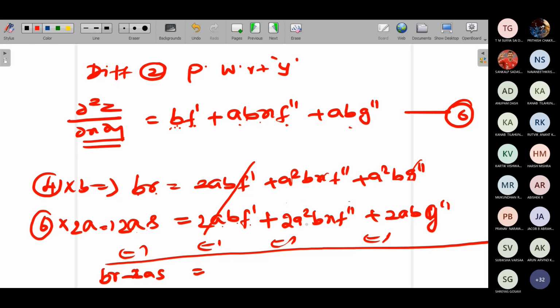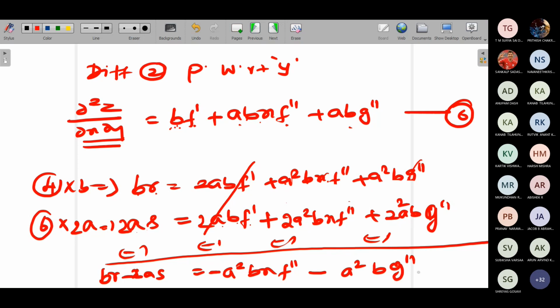So from here, listen, I can take a square bx common. So I'll get f double dash. All the terms are the same, right? Why am I taking it common? When I subtract this, I'll get a square minus a square bx f double dash. And from this again, minus, somewhere I made a mistake. When I multiply by 2a, it will become 2a square into bg double dash. So I'll get a square b g double dash. Yes, I think now I'll get it.